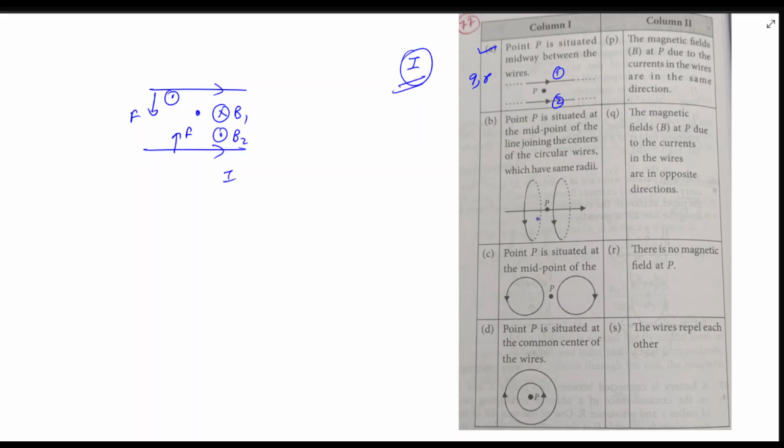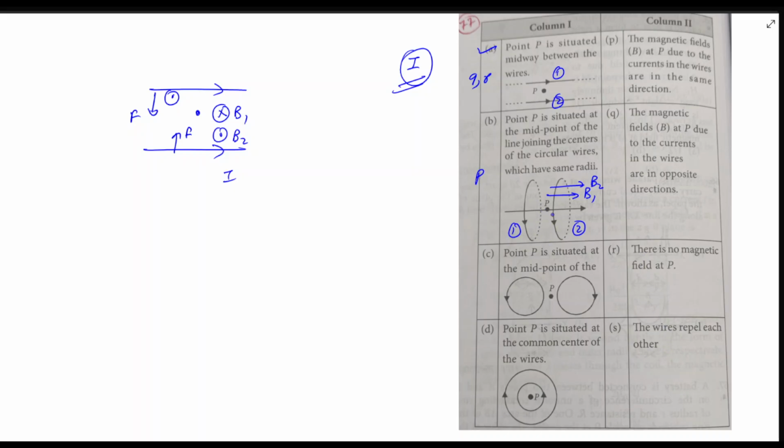Now for this, again, the magnetic field at P. Let's say this is 1, this is 2. Magnetic field at P is in this direction due to 1, and due to 2 it will be in this direction also, right? So the magnetic field for both of them at point P will be in the same direction. So P option is correct, right? Q is wrong, R is wrong.